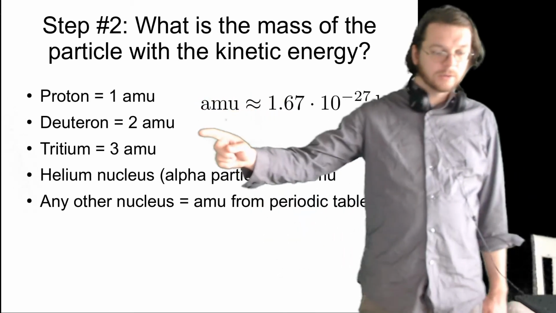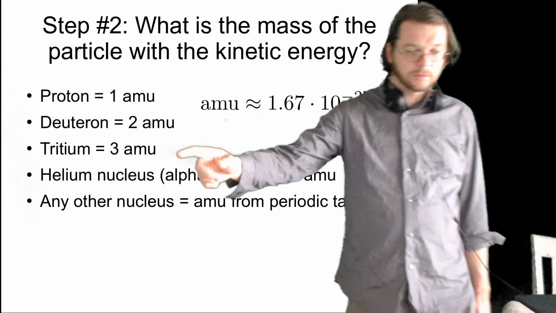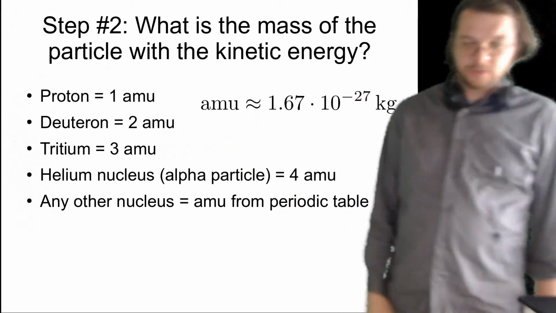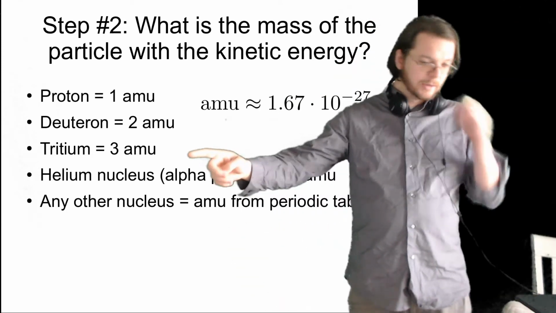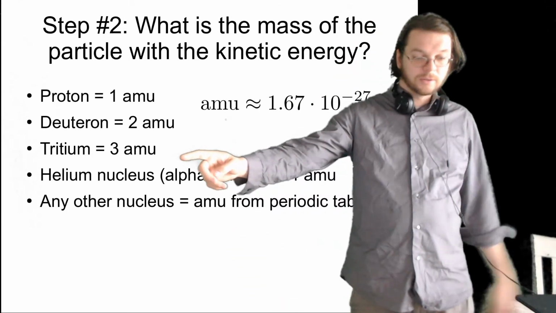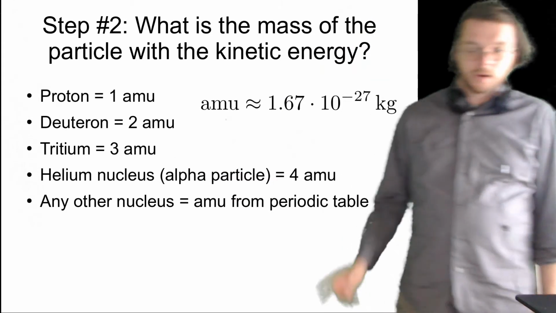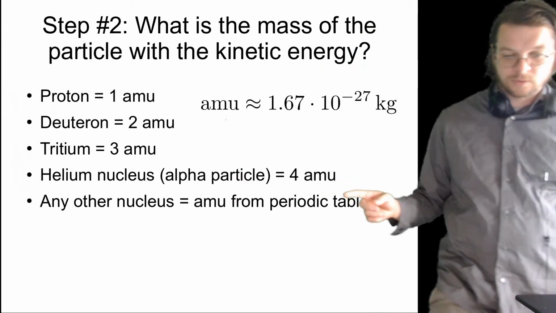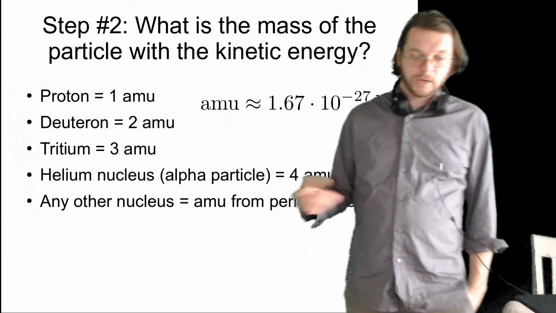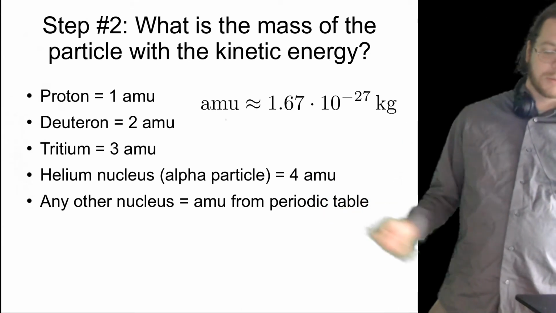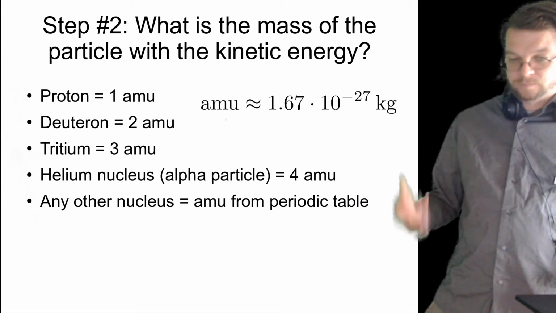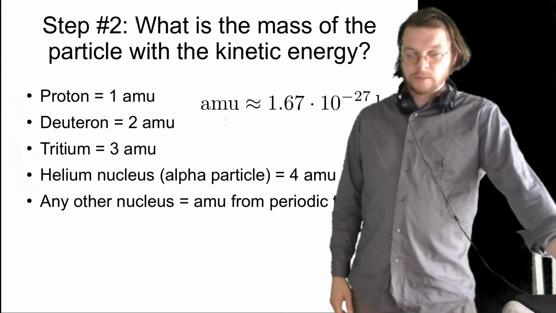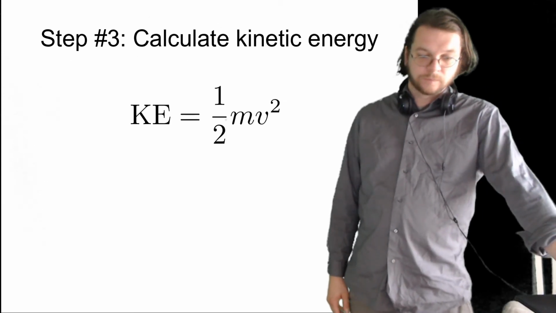A deuteron is a proton and neutron, so it weighs 2 atomic mass units. Tritium, which is an ingredient in hydrogen weapons and hydrogen bombs, is actually 1 proton and 2 neutrons, and so its atomic mass is 3. And then helium-4 nuclei are 4. And any other nucleus is the atomic mass unit from the periodic table, which is the number on the bottom, not on the top. The larger number, if you will.